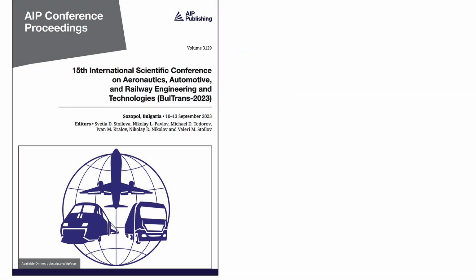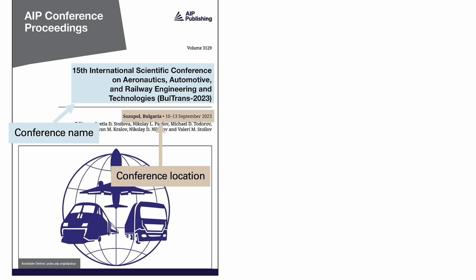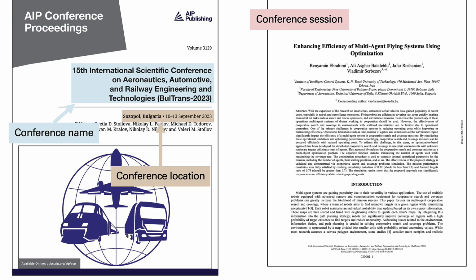Like here, you can see that this conference proceeding is a record of the 15th International Scientific Conference on Aeronautics, Automotive, and Railway Engineering and Technology. This conference took place in Bulgaria from the 10th through the 13th of September 2023. Each of the sessions from this conference is contained inside the proceedings. As you can see, they look like journal articles.